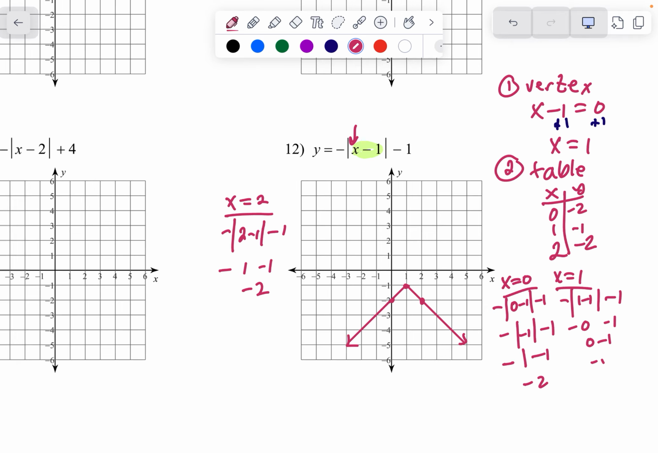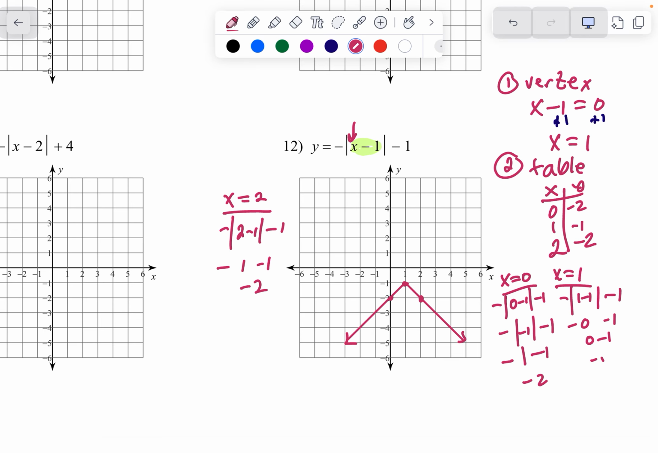So your job is to do those 3 steps on each one of these problems. Find the vertex by setting the inside equal to 0. Make a table of the vertex value, 1 below it, 1 above it. Make your V. Okay? Do we have any questions about your assignment for today?